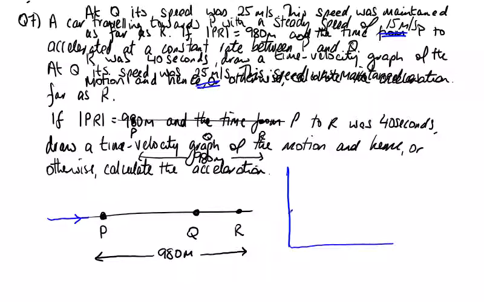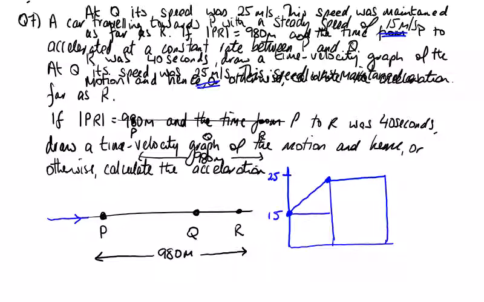So it's coming along at 15. So 15 here. It reaches 25 meters per second. And then the speed was maintained as far as R, a distance of 980. So I've got our triangle here with a rectangle underneath and a rectangle beside. Total distance is equal to 980. 980 is the total distance.